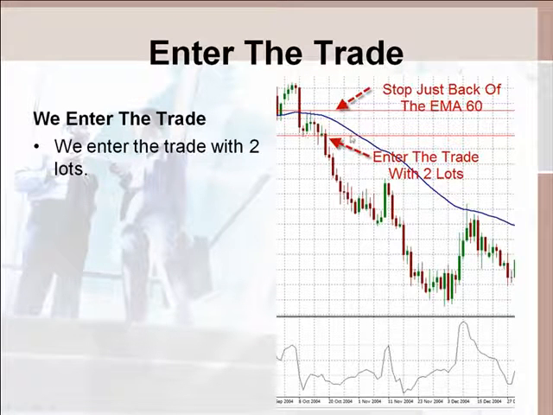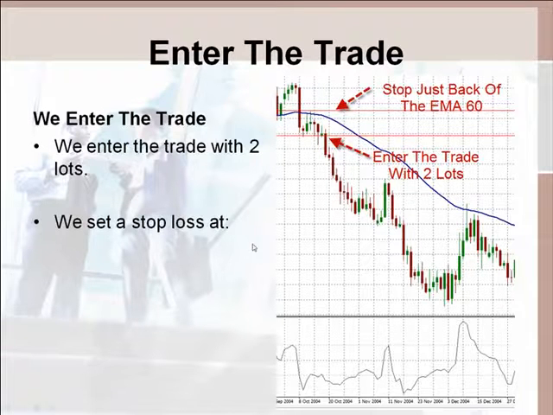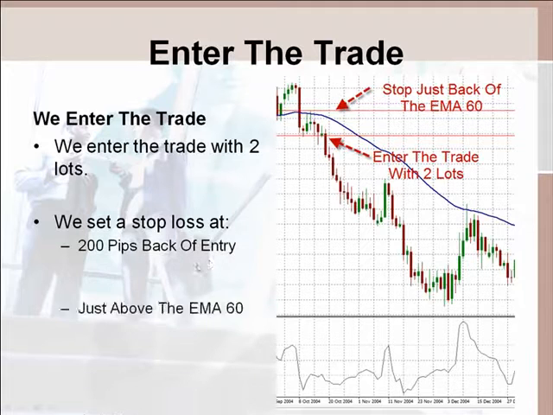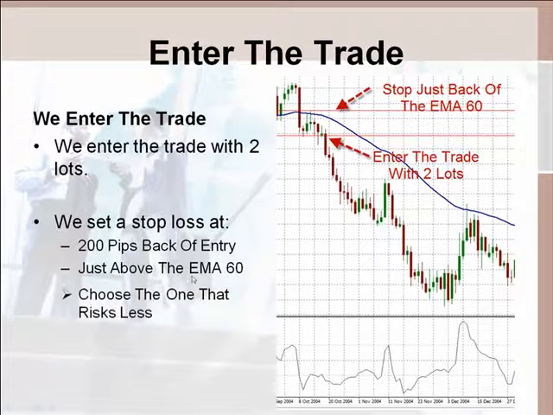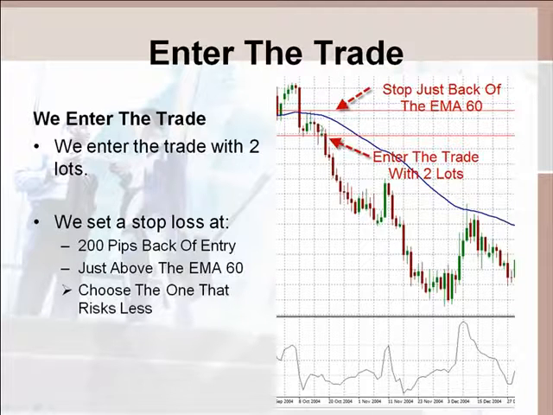In this case, here's our entry point. We entered the trade with two lots. And we set our stop loss at either 200 pips back of the entry point or just above the EMA 60. Whichever risks less, you're going to choose the one that risks less. In this case, it was only about 60 pips back to the EMA, and I set my stop loss about 20 pips behind that, so I'm using a stop loss of about 80 pips on this particular example.